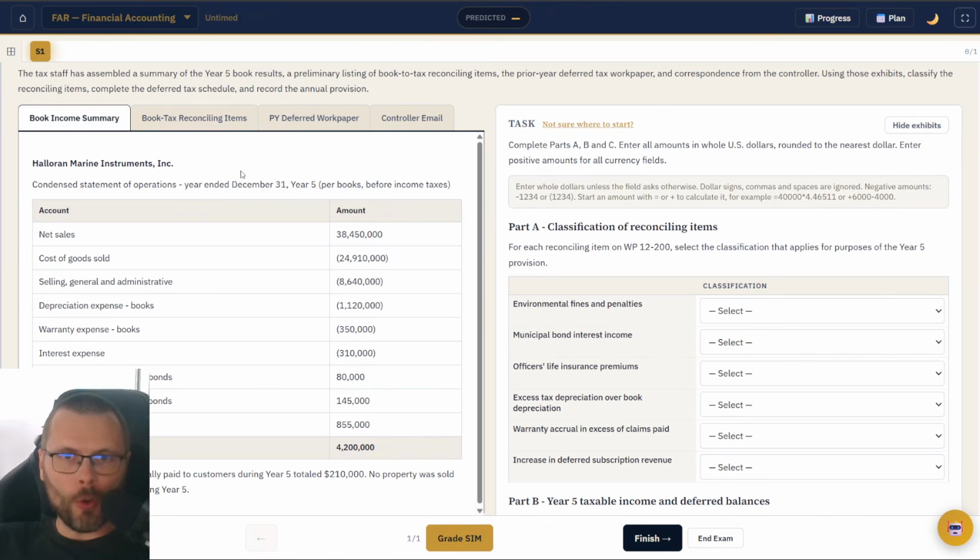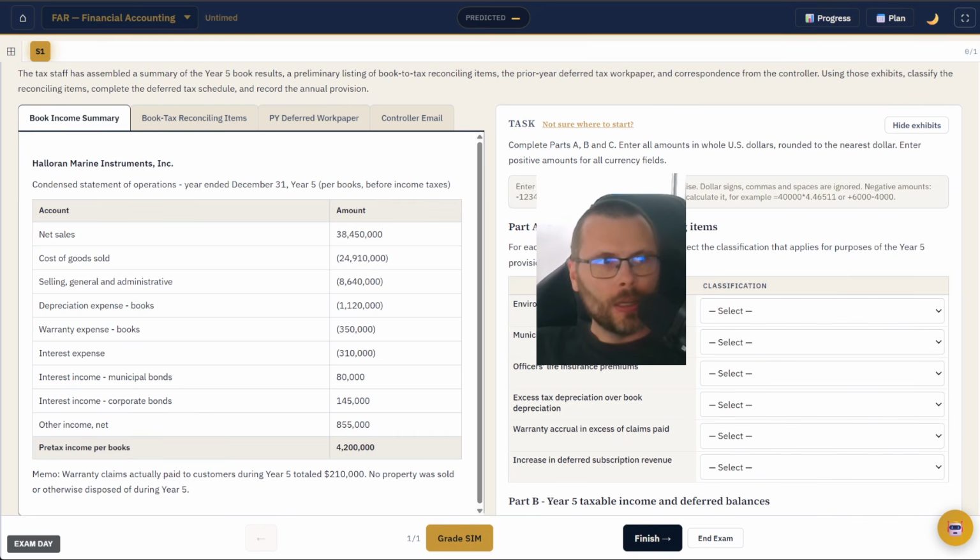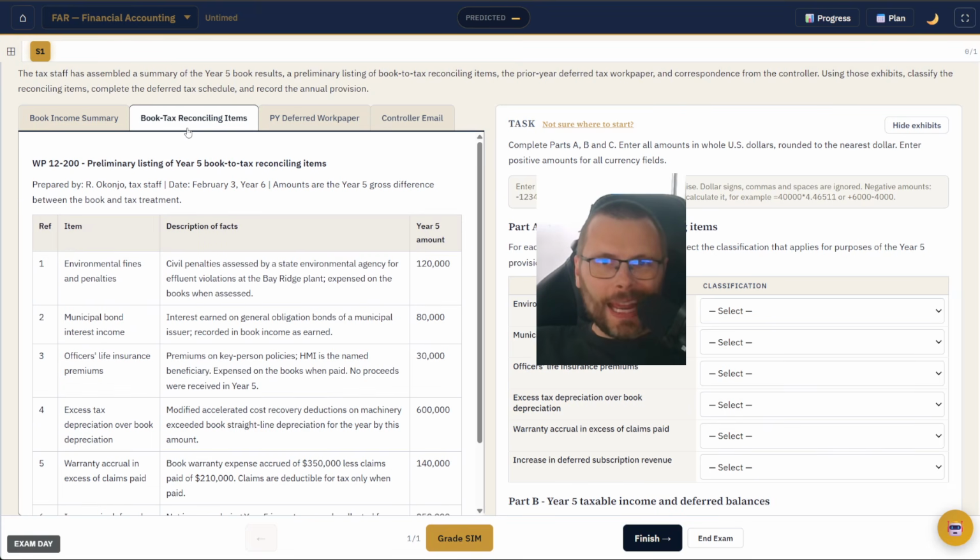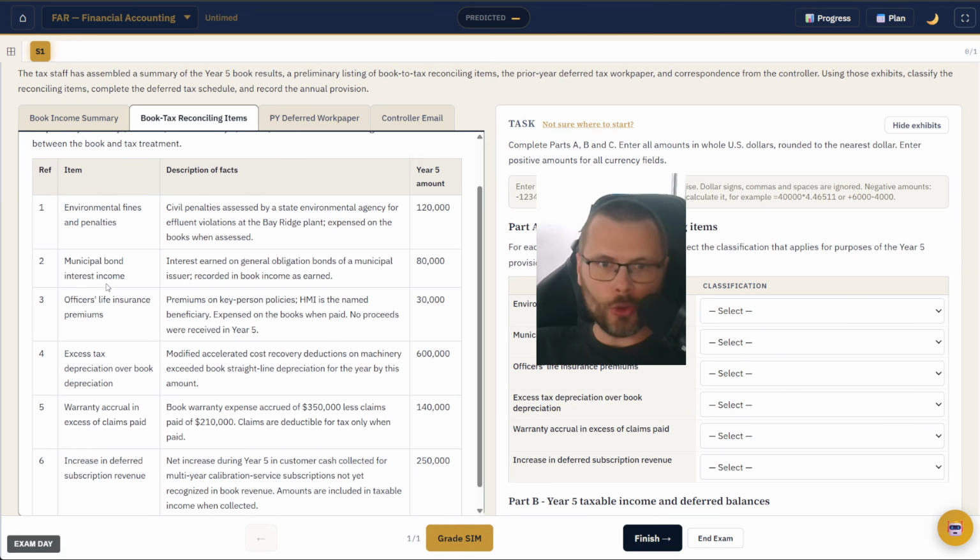So they give you 4 exhibits here. Let me move my face. You've got book income, net sales, COGS, SG&A, depreciation, etc., all the way down to pre-tax income, book income, $4.2 million. You've got a book to tax reconciliation where it gives you 6 items and it tells you what they are and how much they are. We're probably going to have to determine if those are deferred tax assets, liabilities, or permanent differences.